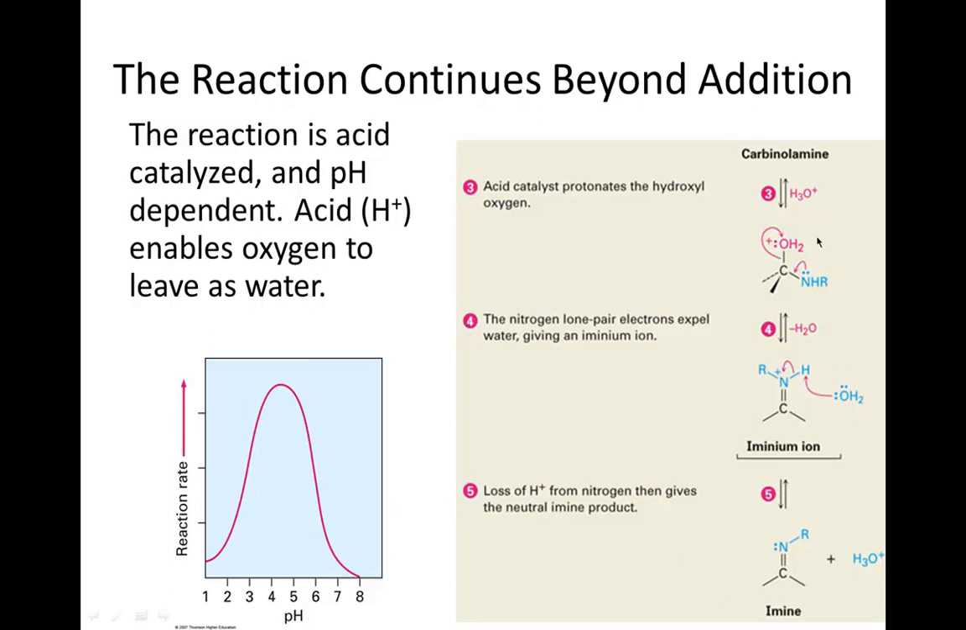So we again only need a catalytic amount of acid, and so this pH dependence is because we have enough acid to make this work, but not too much, because that would interfere with the first part of it, and too little would make it hard for this step to occur. We'll see more about amines later in the book. They're going to be important later in the book, in the amines chapter.